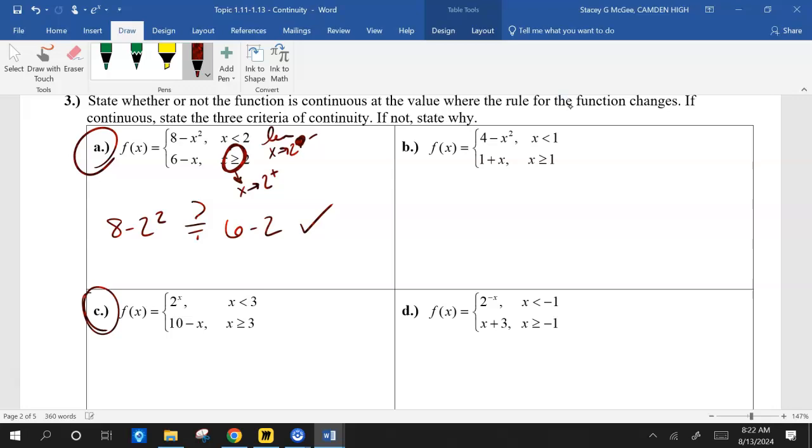Well, it says state the 3 criteria. That's just your limit as x approaches 2 from the left of f of x equals the limit as x approaches 2 from the right of f of x, which equals f of c, sorry, f of 2.